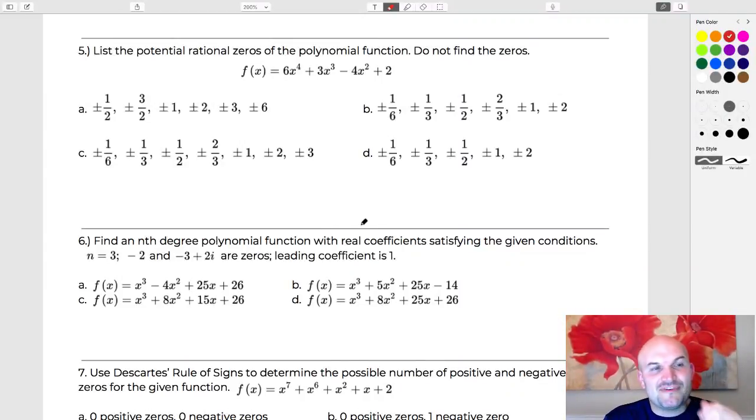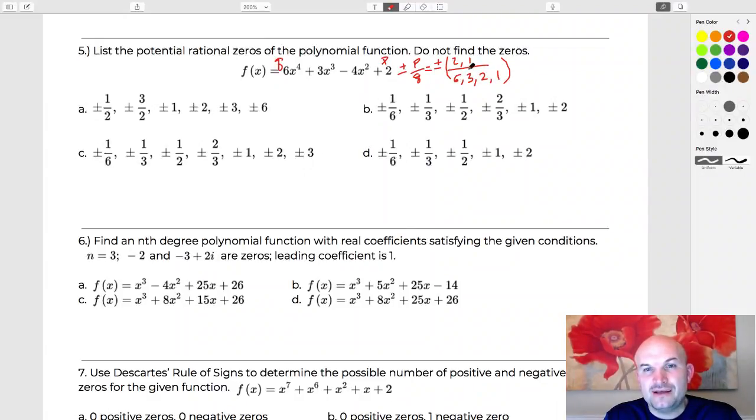All right, number 5 says, list the possible rational zeros of the polynomial functions. Do not find the zeros. So in this case, we're just doing the rational zero test. Again, that was plus or minus the factors of p over q. Just remember, guys, p was your constant, q is your leading coefficient, and again, it's the factors of p over q. So we have the factors of 2 over 1, all over the factors of 6, which are 6, 3, 2, and 1. Now, rather than writing these out, I'm just going to do a little bit of investigation here and see which one does not work.